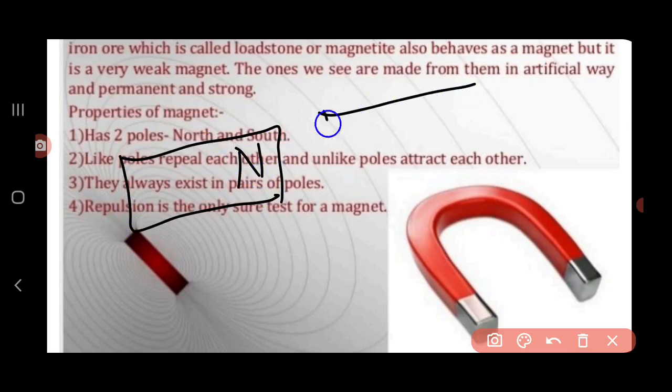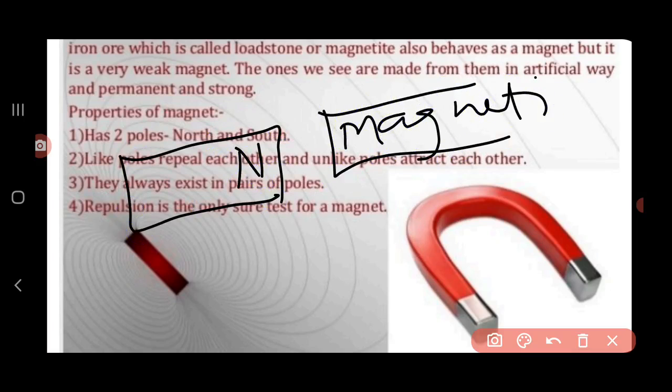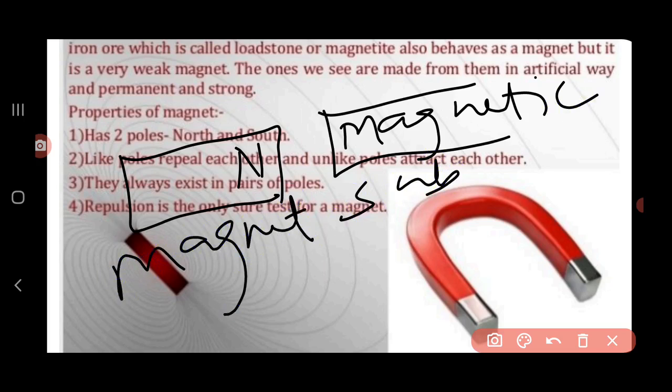Suppose if we bring two substances closer to each other and we see there is a repulsion, so we can easily say both of the substances are magnets, because repulsion takes place between the like poles of the magnets, and this is the reason because of which we can say that repulsion is a surer test of magnetism.